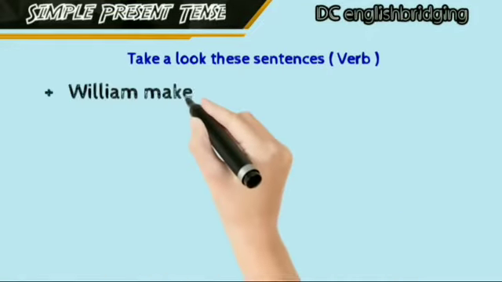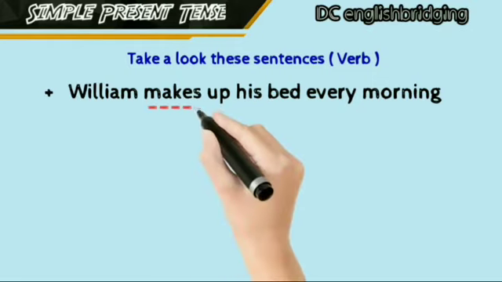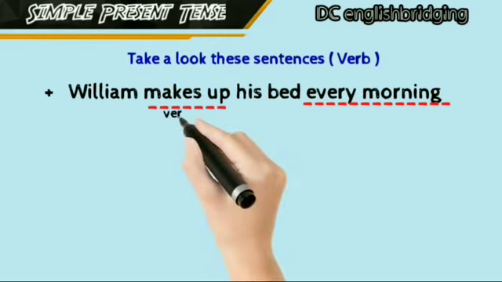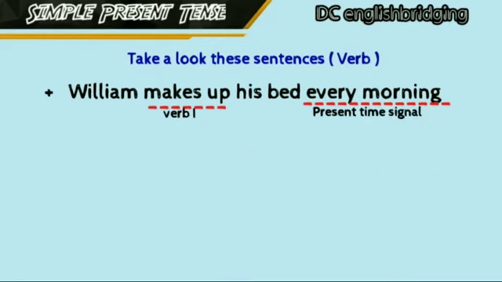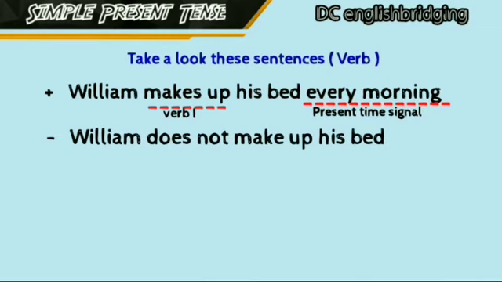Now take a look at these sentences and try to notice. Yeah? First, William makes up his bed every morning. We use makes up, verb one, every morning, as the time signal for present tense. So, every morning is the signal for simple present tense. So, if you use made up, it is wrong. It should be makes up.